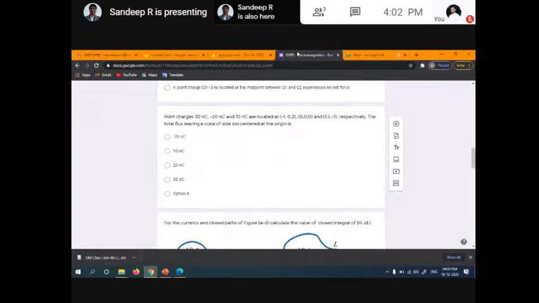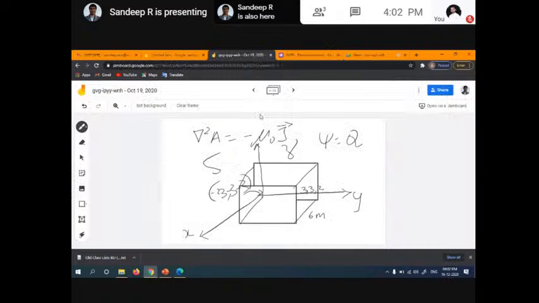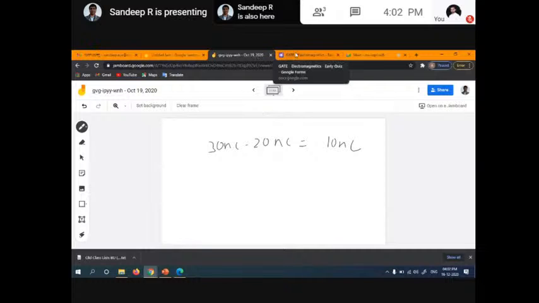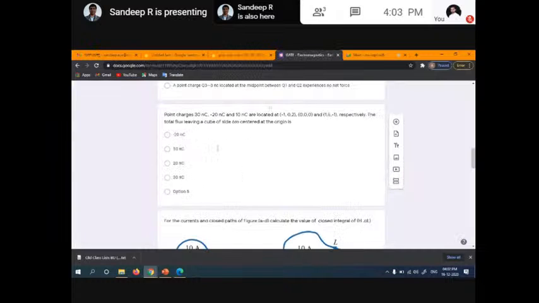Okay, so 0, 0, 0, this is definitely within the cube. But what about this 1, 5, -1? This is not within the cube. That is, the third charge is not within the cube. The charges which are present within the cube are 30 nanocoulomb and -20 nanocoulomb, right? So 30 nanocoulomb minus 20 nanocoulomb is 10 nanocoulomb. So the answer for this problem is 10 nanocoulomb.